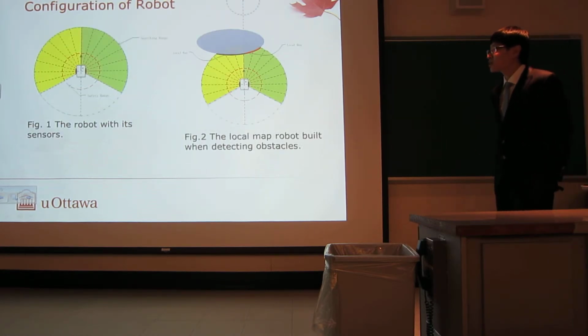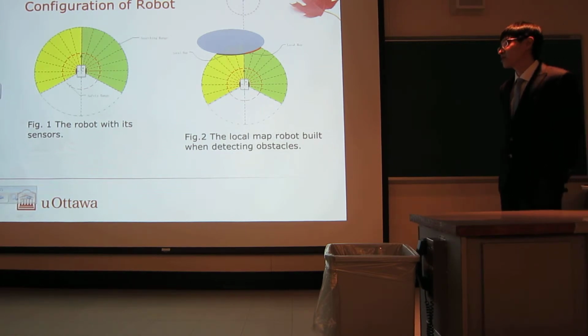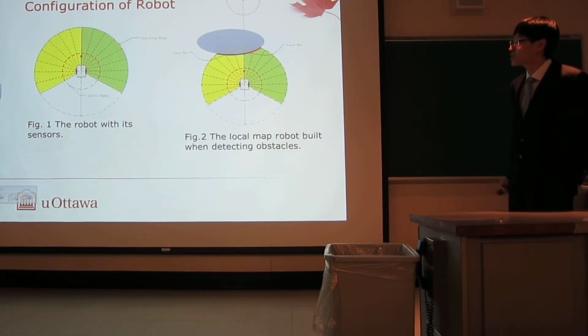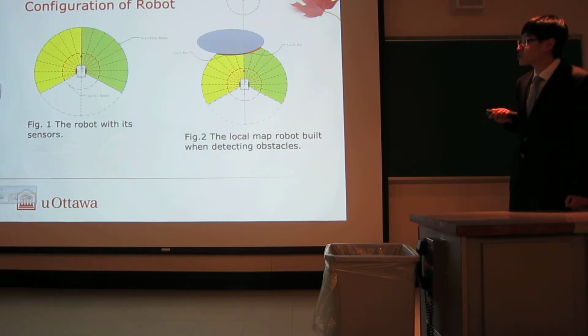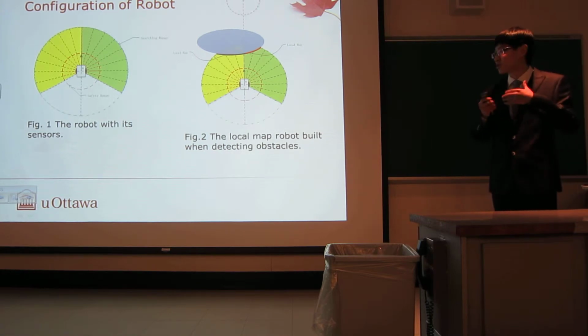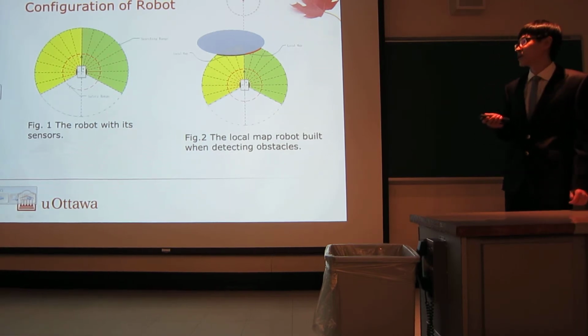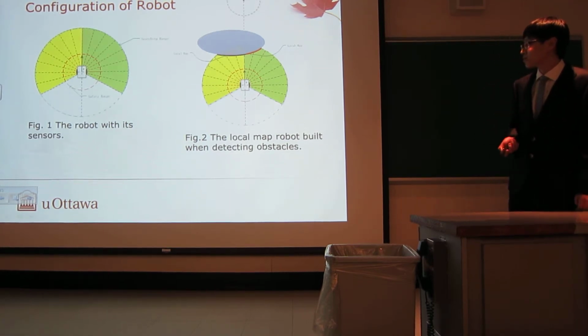And here I want to give an introduction about the robot with its sensor configuration. As we can see in figure 1, the outermost circle means the searching range of the robot, and the inner one means the safety range of the robot, which means when obstacles enter this safety range, the robot will apply the obstacle avoidance algorithm and try to avoid them.